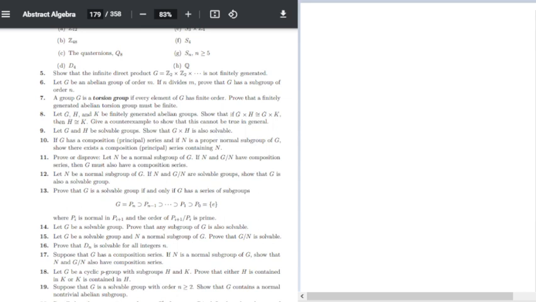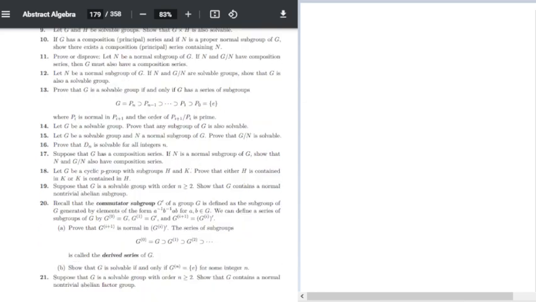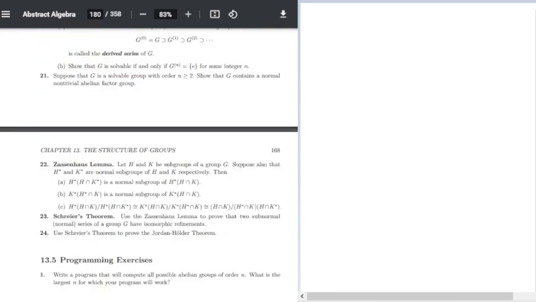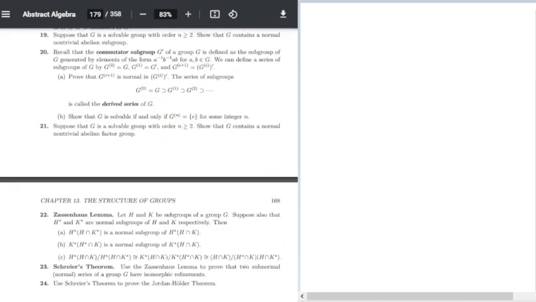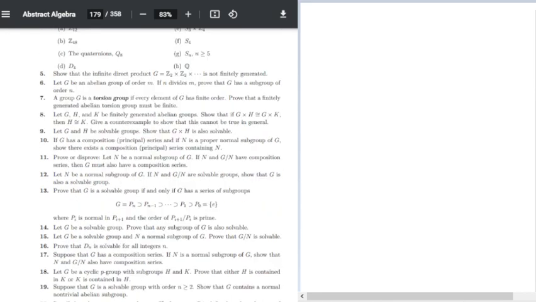Let me see if there's anything good here. Because I want to do this, but at the same time, God, no. Alright. So we're not going to worry about composition or principal series stuff tonight. This is my executive order now. Because I'm very lazy.